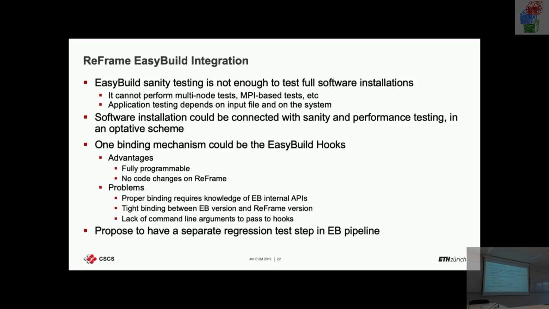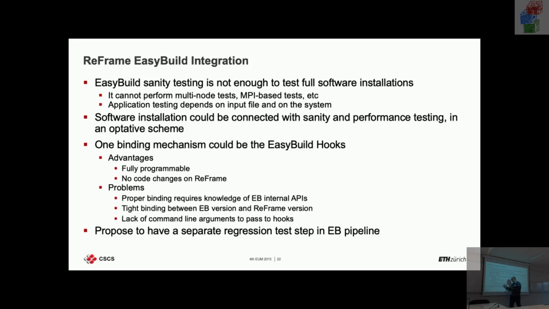So what we have done is basically leverage EasyBuild hooks as a proof of concept to integrate ReFrame, and we have seen a really good advantage in doing that. The advantage is that because you're using hooks, you are actually inside the easyblock of EasyBuild, so I can leverage the entire EasyBuild infrastructure. That's really good. I can program completely what I want, and I don't need to change ReFrame, right? That's easy. I just call ReFrame and run it.